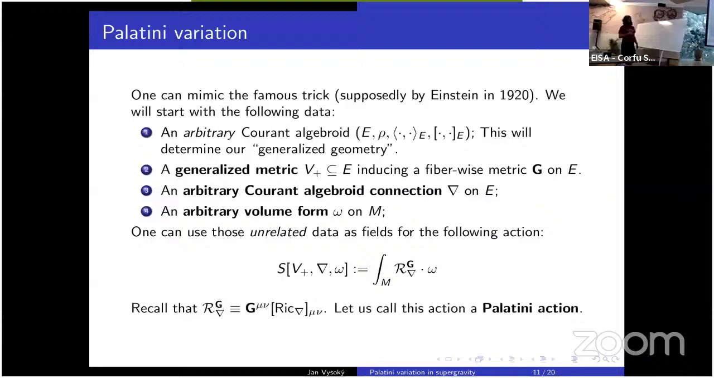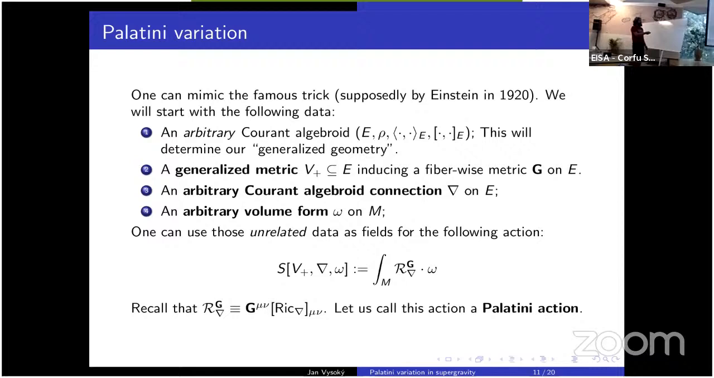So we start with an arbitrary Courant algebroid. And the nice thing is that this works for any Courant algebroid, which is important. This is setting the playground, so you choose which generalized geometry you use. And we choose just these fields. We choose a generalized metric, which in turn defines some fiberwise metric. Then we choose an arbitrary Courant algebroid connection. So we don't impose anything on this connection at all. We just simply choose the most general one. And we fix an arbitrary volume form on our manifold.